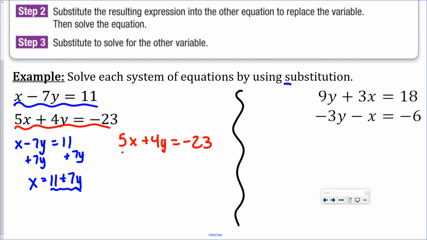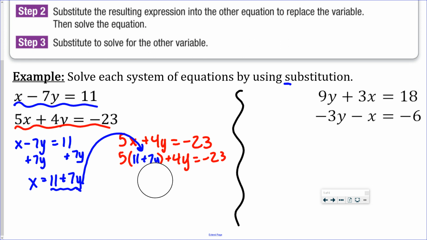Okay, so we have 5, take out the x, replace it with parentheses, plus 4y equals negative 23. Substitute in what x is equal to, which is 11 plus 7y. We can do that because that's what x is the same as. And then you should be left with an equation that has only one variable that you can solve. All right, so here I would distribute the 5.